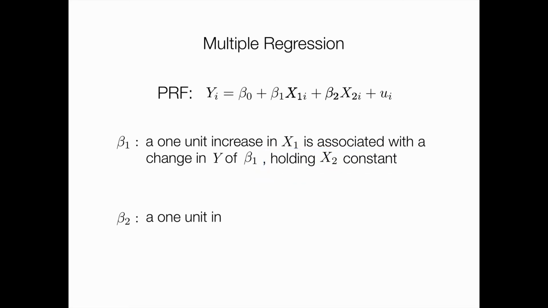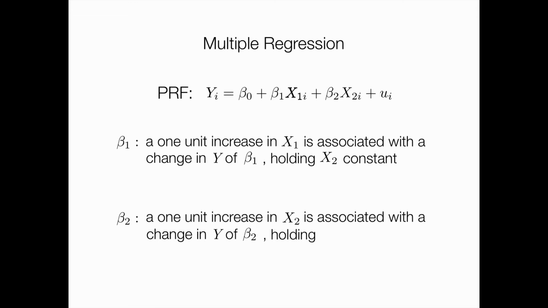Similarly, beta 2 is a 1-unit increase in x2 is associated with a change in y of beta 2 holding x1 constant.